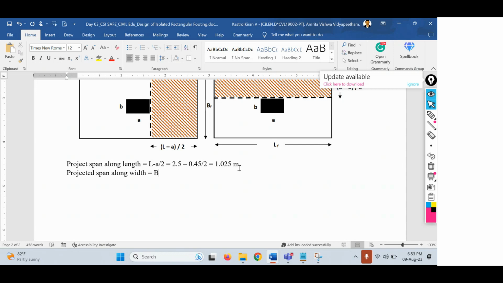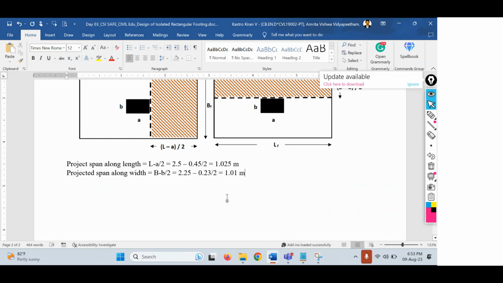That equals capital B minus small b divided by 2. So what is capital B? Capital B is the width of the foundation. What is the width of the foundation? It is 2.25 meters minus the width of the column. The width of the column is 0.23, that is 230 mm. So I'll just make it 0.23 divided by 2. So that equals 1.01 meters.